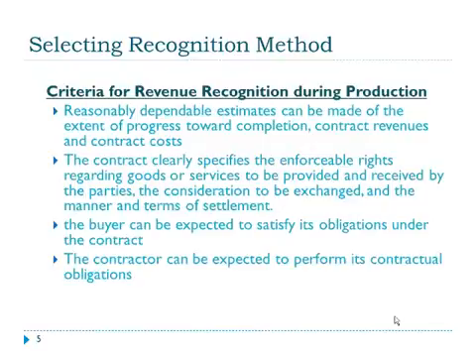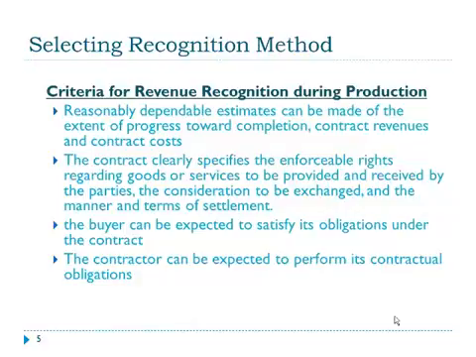We've mentioned the criteria for recognizing revenue during production previously, but let's go over it one more time now that we have gotten to this method. We have 4 criteria. 1. Reasonably dependable estimates can be made of the extent of progress toward completion, contract revenues, and contract costs. This means to you, you will have the fact situation to use to calculate revenue. You will need to know those contract revenues, contract costs, and be able then to estimate progress toward completion.